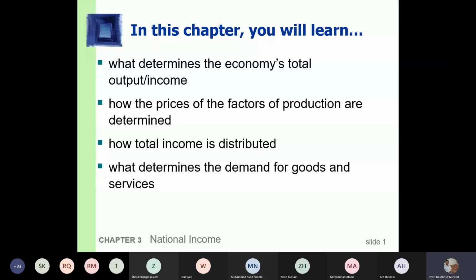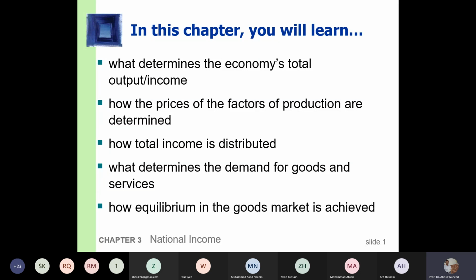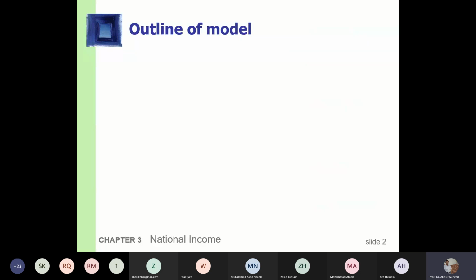And then what determines the demand for goods and services, and how equilibrium in the goods market is achieved. So we will also discuss the goods market equilibrium and determination of price.